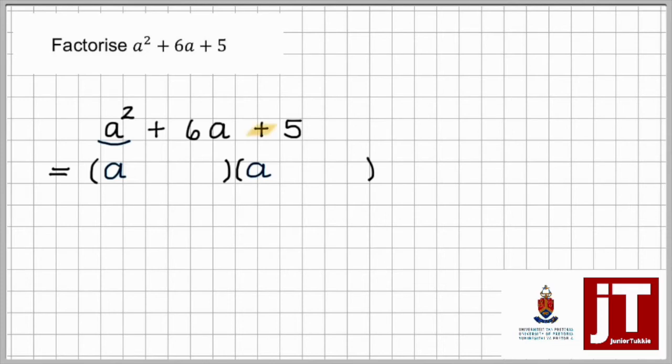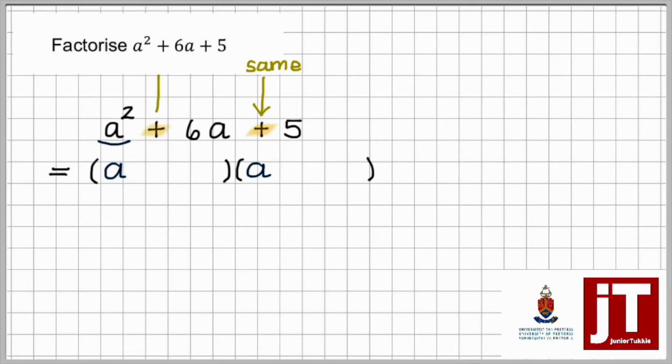So we take a look at the last term. Notice that that last term is positive 5. Now, how do you get a positive? You can get a positive by multiplying a positive and a positive, or by multiplying a negative and a negative. So therefore, since the last term in this trinomial is positive, we know that the sign contained in the brackets must be exactly the same. Either both must be positive or both must be negative. The question is, which sign should we use?